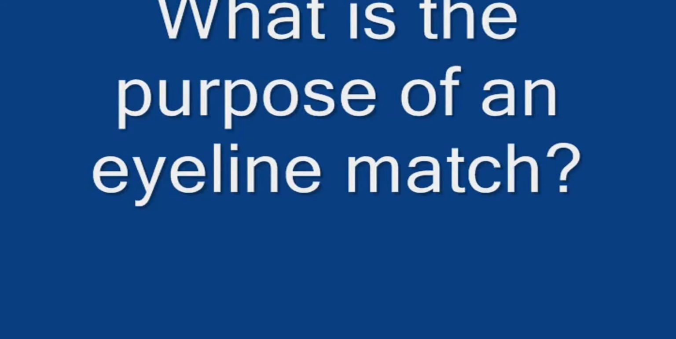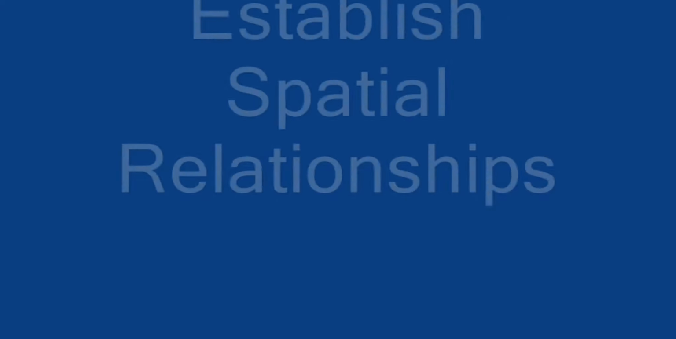Eyeline matches can serve a number of functions. Today I will discuss just a few of them. First of all, eyeline matches play a key role in the establishment of spatial relationships. Cutting according to an eyeline can send the message that objects are in the same space.